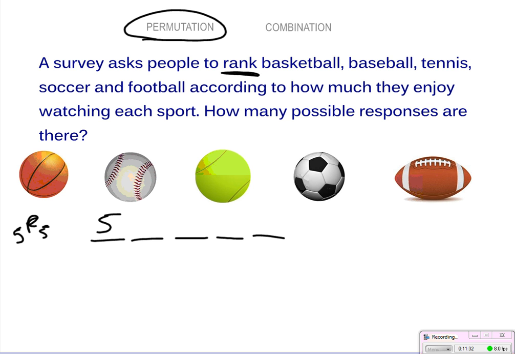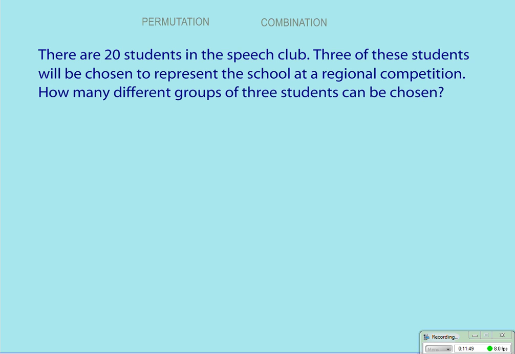I've got 5 sports to choose as my first one, 4 to choose as the second one, 3 to choose as the third one, 2 to choose the fourth one, and there's only going to be 1 left for the last one. So that means there's going to be 120 different ways somebody could respond to that question.